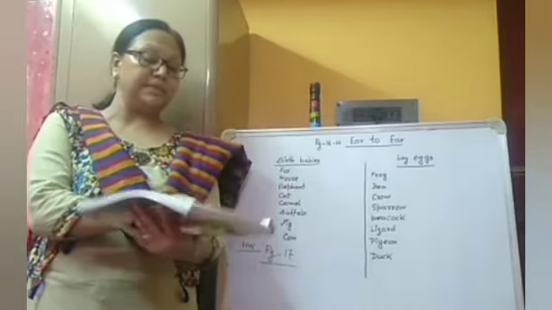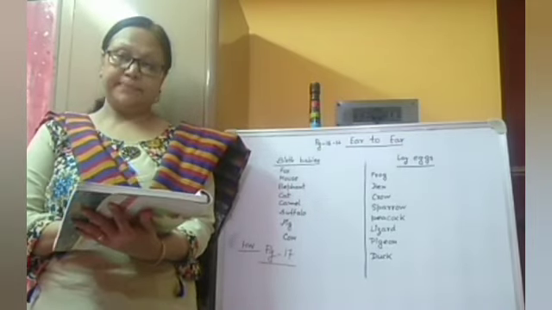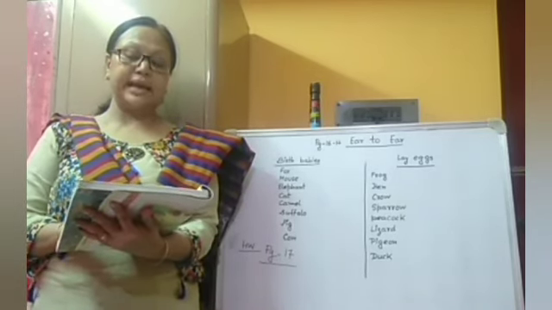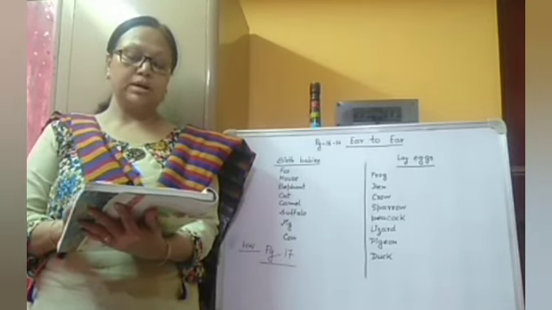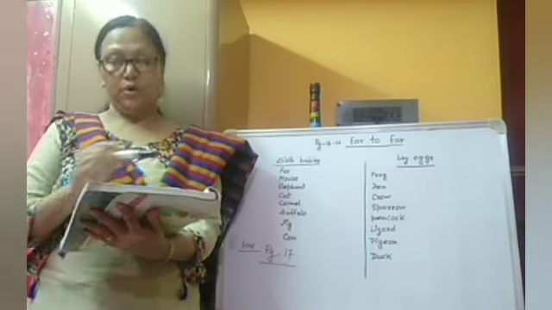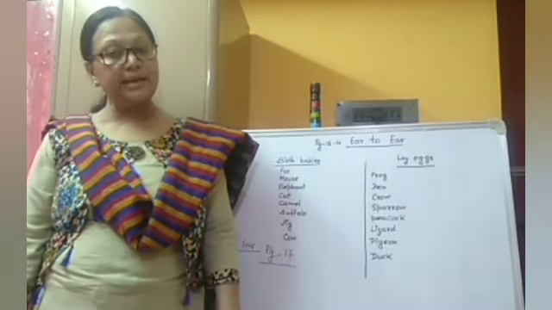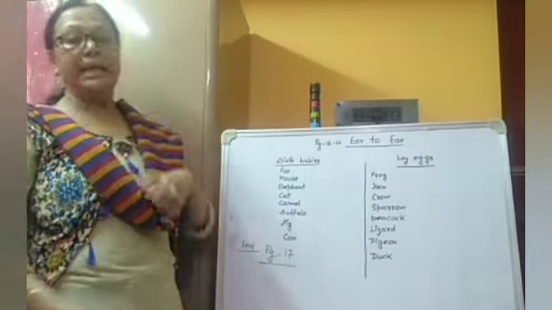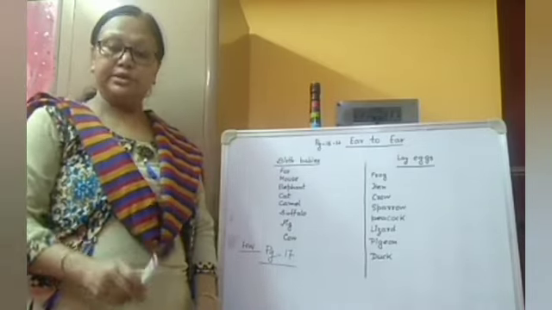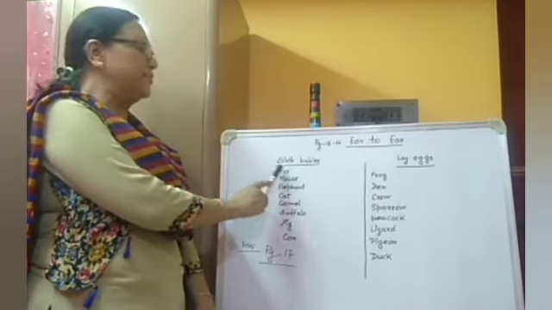There are so many animals given in the list. First, fox, frog, mouse, hen, elephant, crow, cat, camel, sparrow, peacock, buffalo, lizard, pigeon, pig, duck, cow. So these are all the animals given in our list. Now we will categorize. First, we will see the names of the animals which give birth to their young ones, their babies.